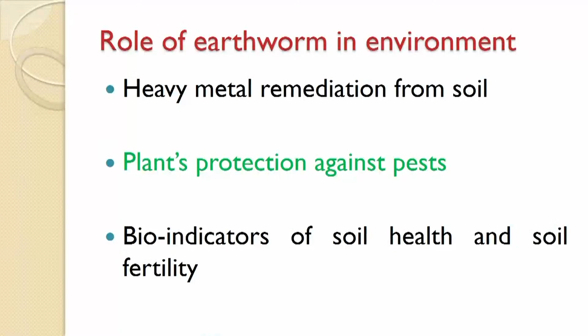Next comes the role of earthworms in our environment. With respect to a healthy environment, the earthworm is able to remove heavy metals from our soil. When the earthworm ingests any organic waste that contains heavy metals, they absorb the heavy metals from that waste in their gut, keep them in their body, and release heavy metal free excreta into the soil. As a result, the soil becomes free from heavy metals.